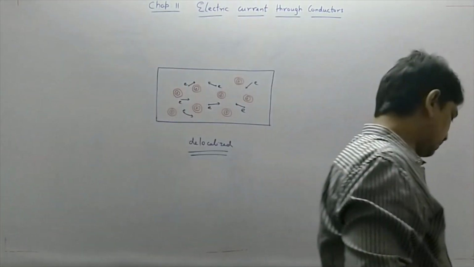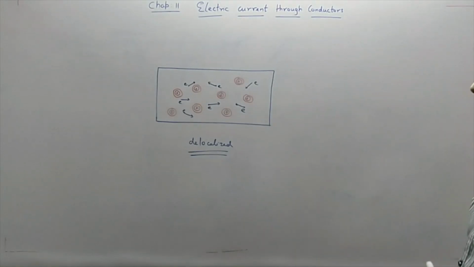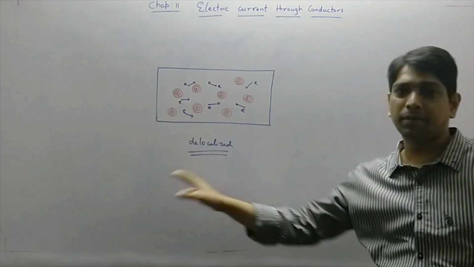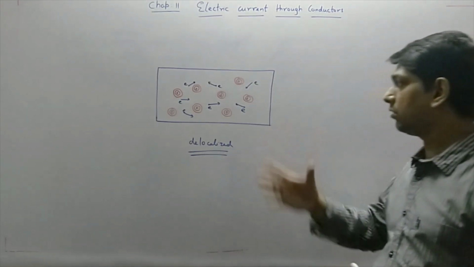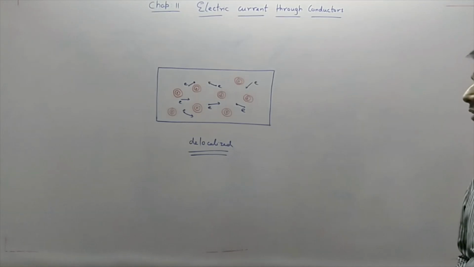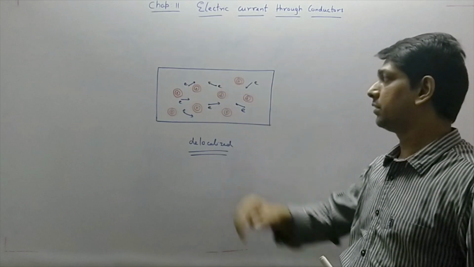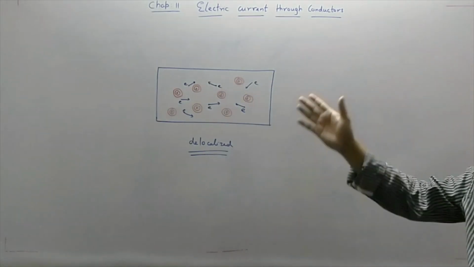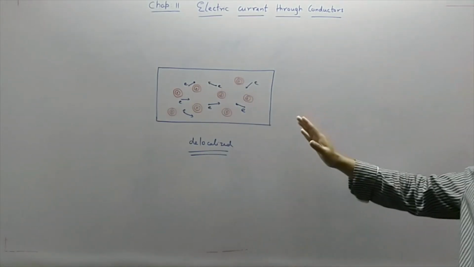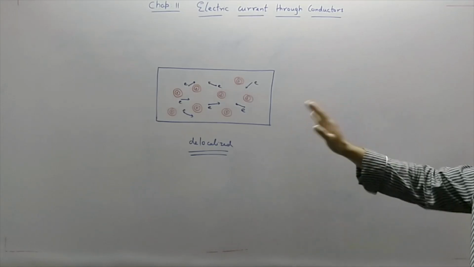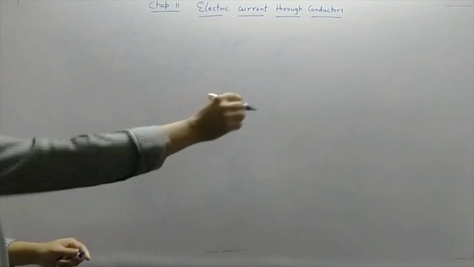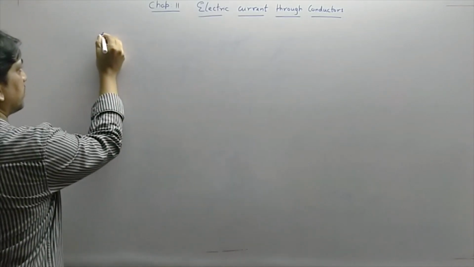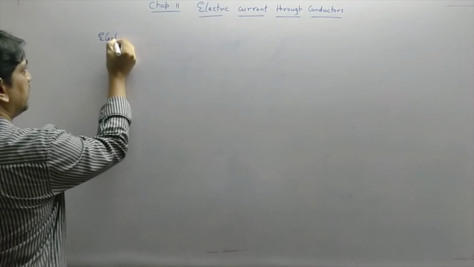So when a potential difference is applied between the ends of the conductor, suppose we apply a battery, the electrons will start moving due to the electric field. The electrons will move in a particular direction. All the electrons move in the same direction, and hence they constitute an electric current. So students, the topic in your textbook, 11.2, is electric current.